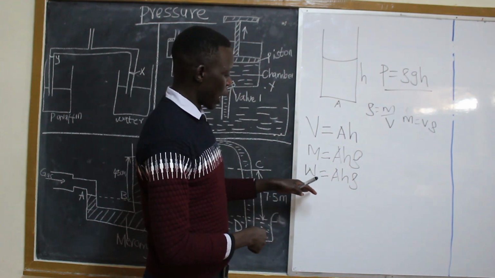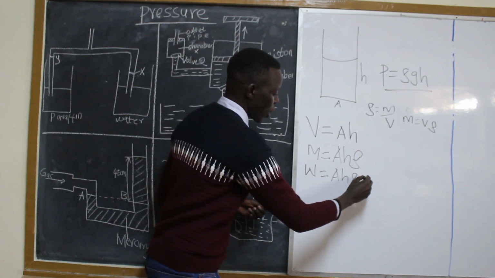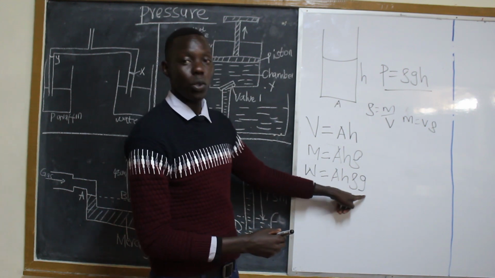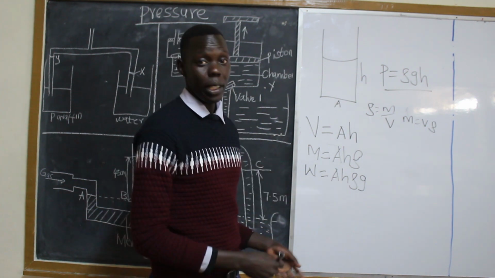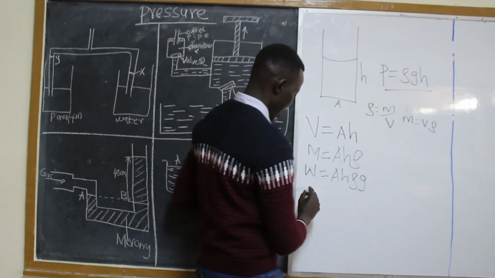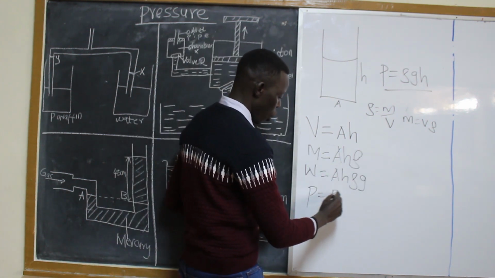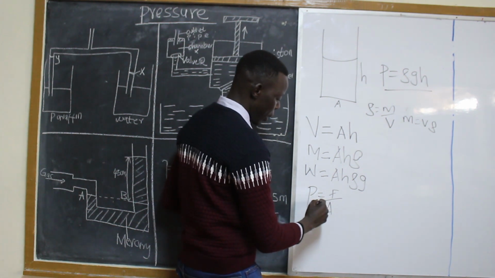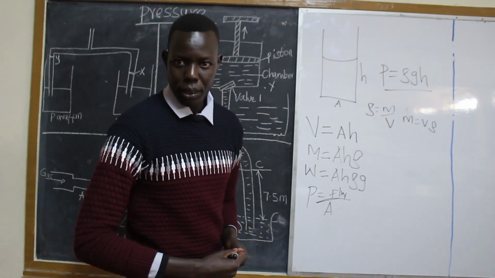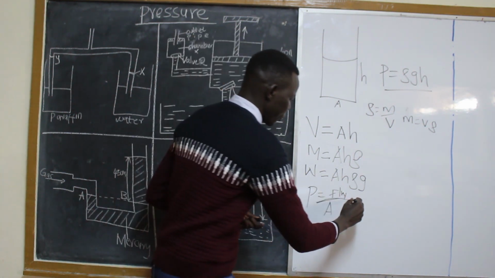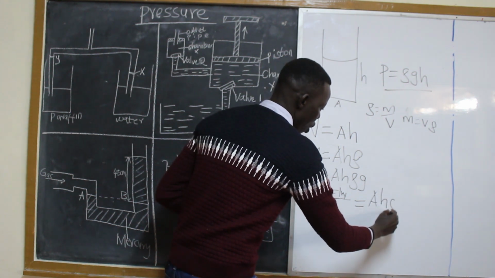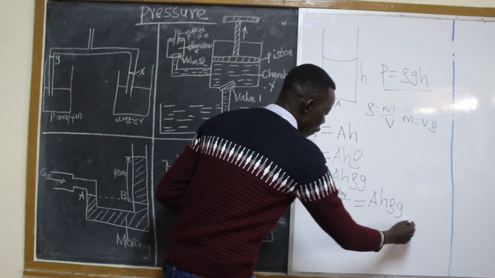There's something I'm not providing: G. I've said that if you want to move from mass to weight, you multiply by gravitational field strength G. Now we have weight. Weight is the same as force. So when somebody says that pressure is force over area, it's the same as saying pressure is weight over area, because weight is a force. Now it's going to be A H rho G over A.